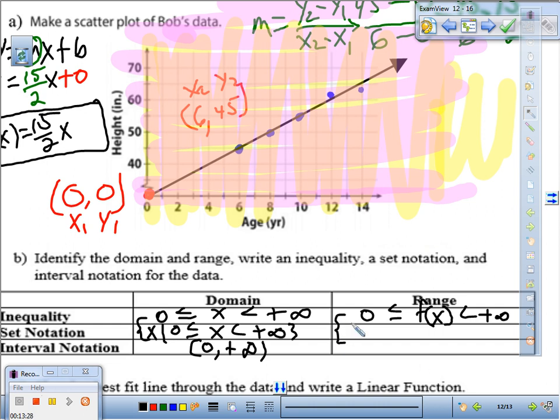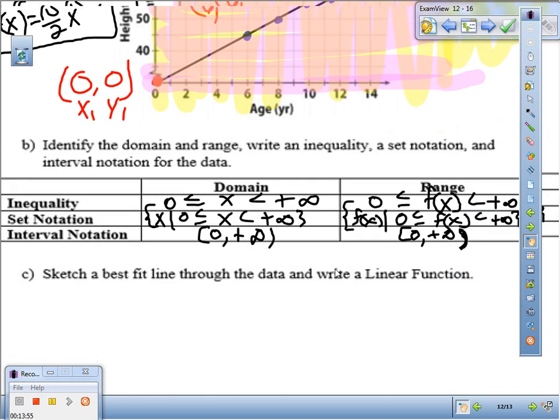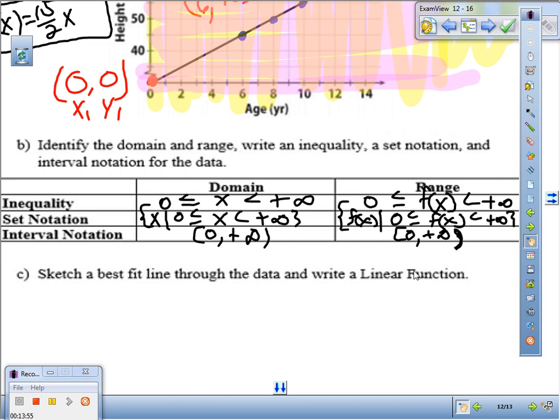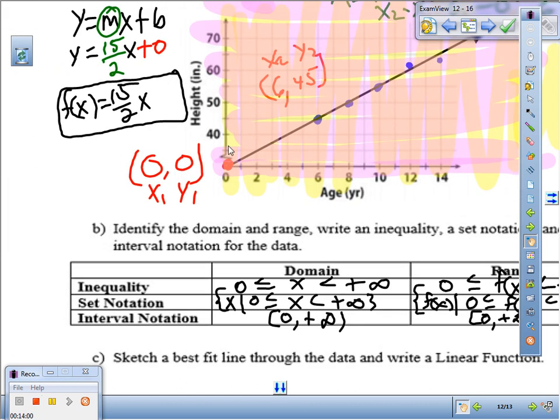Solution set of f of x such that 0 less than or equal to f of x less than positive infinity, bracket 0, comma, positive infinity, parentheses, sorry. Hands if you got that? Yeah, we got this, yes? Did we fulfill all the points? Let's see, point C, sketch the best fit line through the data and write a linear function. Did we write that? Yeah, it's right there.